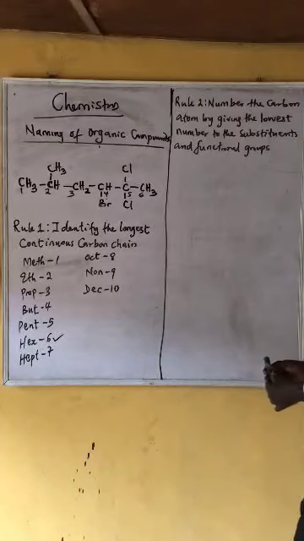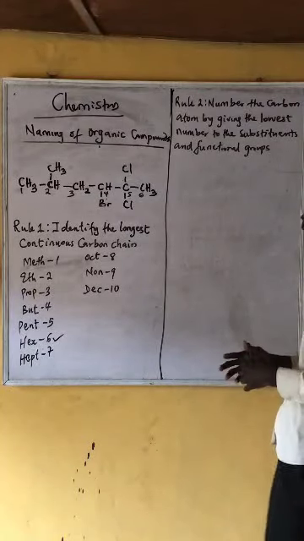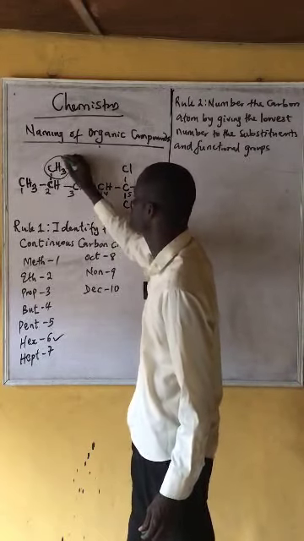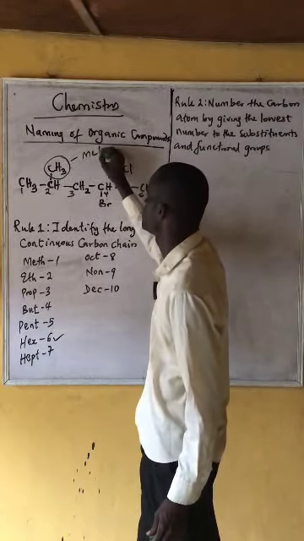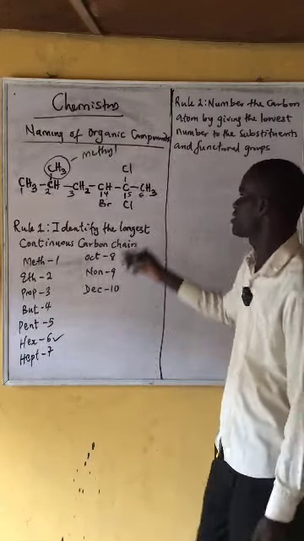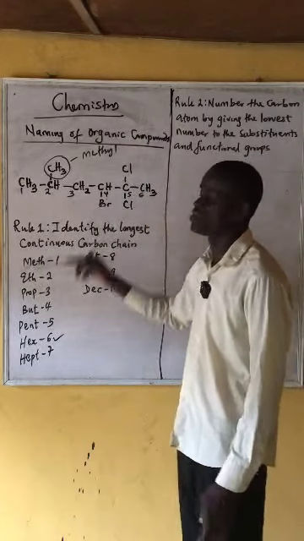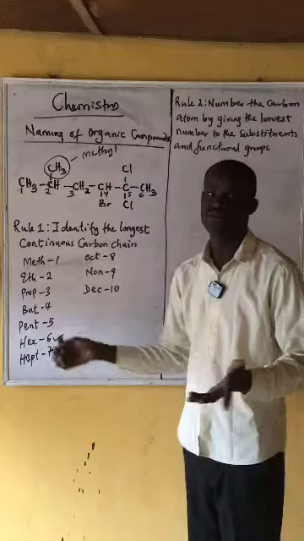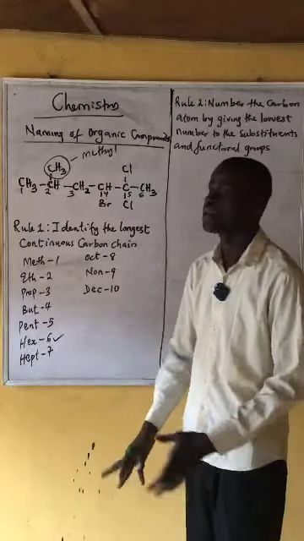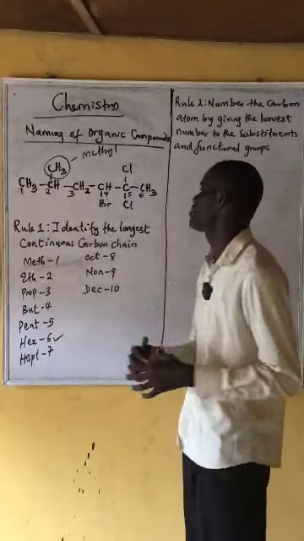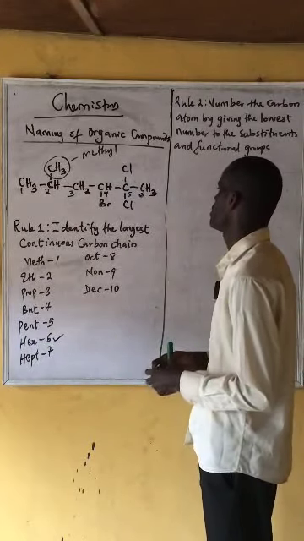Come back here now. Do we have a substituent here? Yes. This CH3 here is a substituent. It's called a methyl. It belongs to the group called the alkyl group. Then chlorine and bromine, they are functional groups. They belong to the group called the halogens. Group 7 elements on the periodic table are called halogens. So chlorine, bromine, the 3 of them are halogens. So they are functional groups.